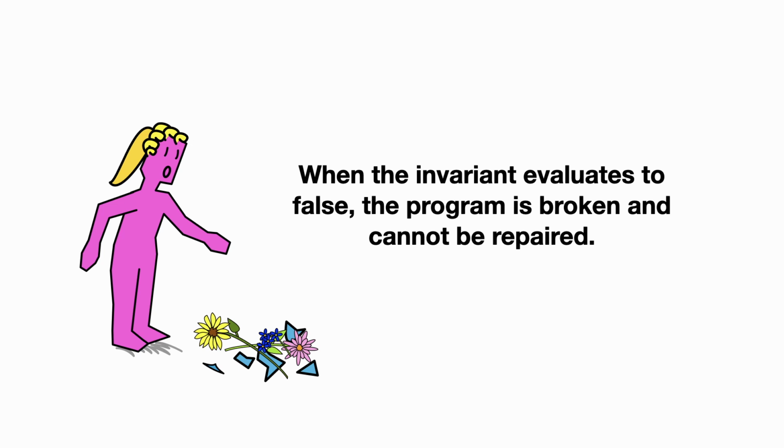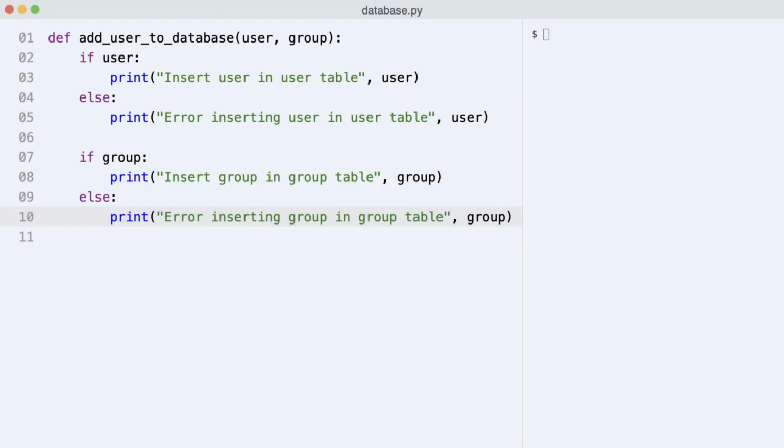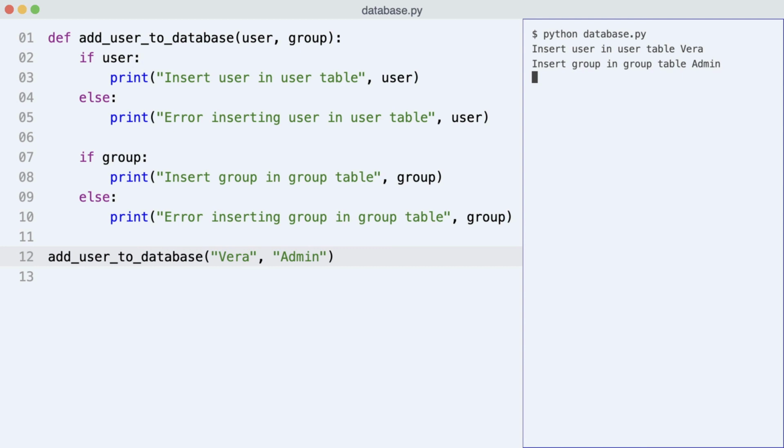This leads to an important conclusion. When asserts fail, the goal is not to inform the user of an error, but to inform the developer to fix the bug. Let me give you an example. Look at this function. It takes a user and group and inserts the data into two tables. I call the function and pass a name and group. I execute the code, and here is the result.